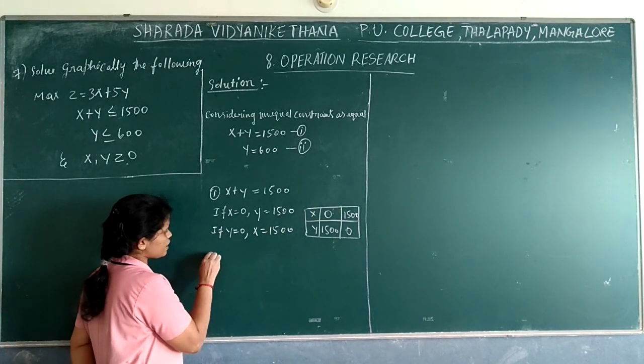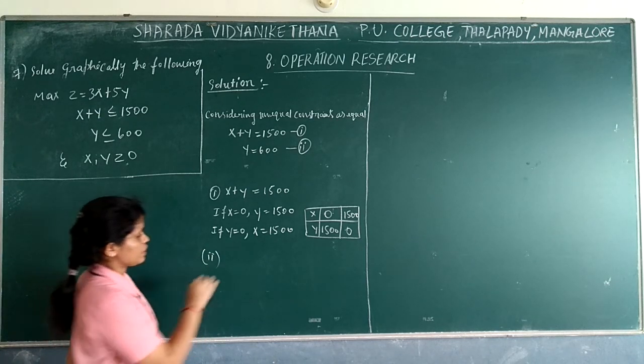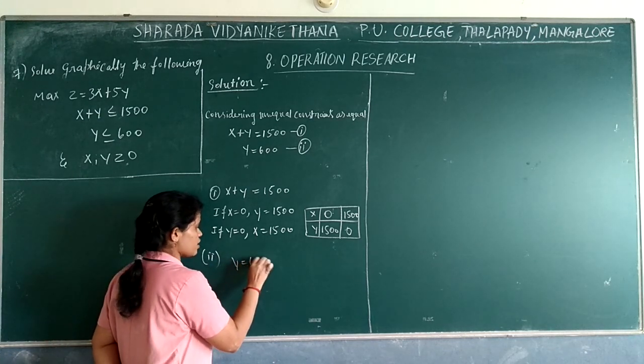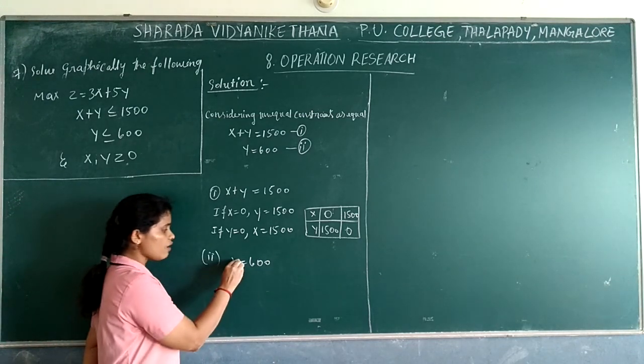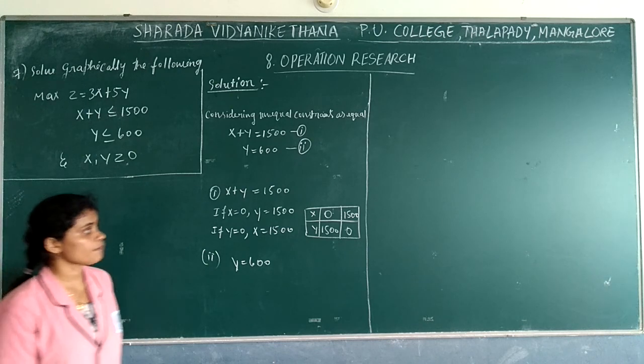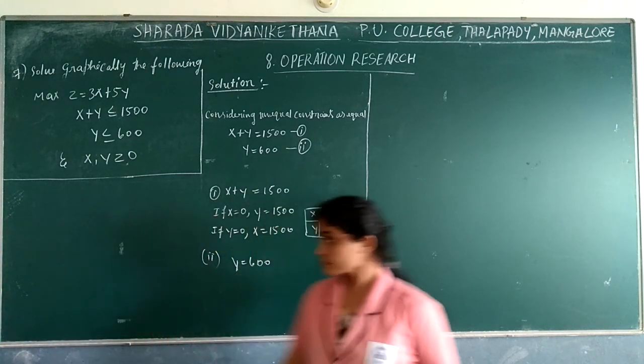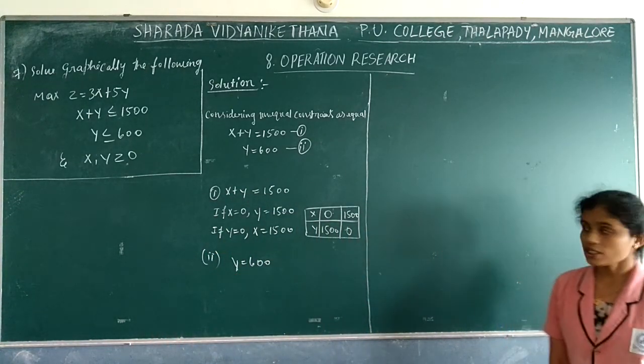Now take the second equation. What is the second equation? y is equal to 600. This we have to take as y is equal to 600 only. We don't have one more variable, that is x. Now this we have to plot on the graph.